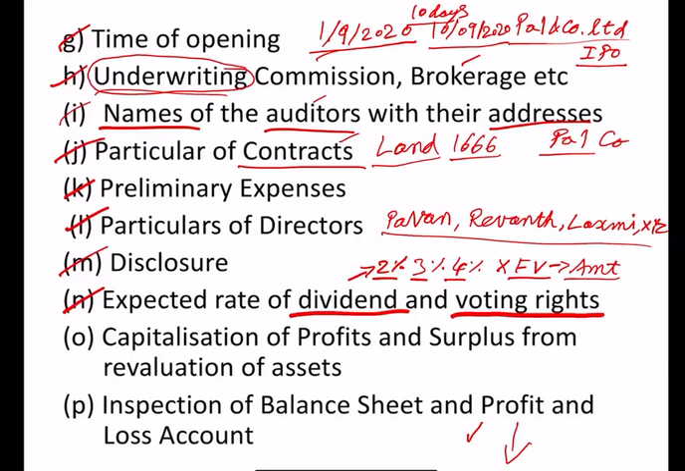The next one is capitalization of profits and surplus from revaluation of assets. As I said, there is no rule to declare dividend. If the company has decided not to declare any dividend, then it will plough back the profits and capitalize the profits and surplus from revaluation of assets. If any company wants to grow in the future, expand and diversify, then normally such companies will not give dividends. They will capitalize the profits and grow by diversifying and expanding.